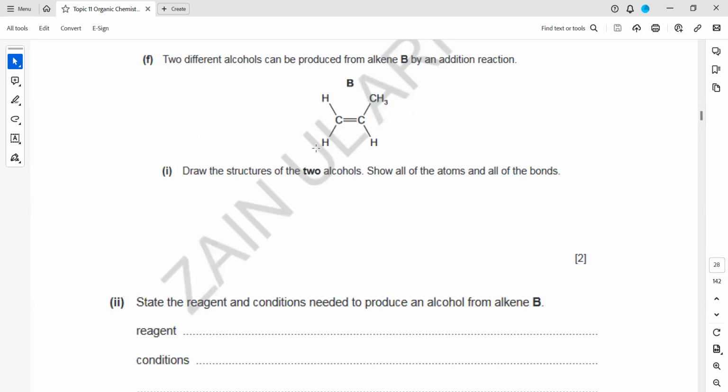Two different alcohols can be produced from this alkene by an addition reaction. Draw the structure of the two alcohols. Whenever it reacts with steam, what will happen? It reacts like H and OH. So what is the first possibility? Hydrogen might be added to the first carbon and OH added to the second carbon.